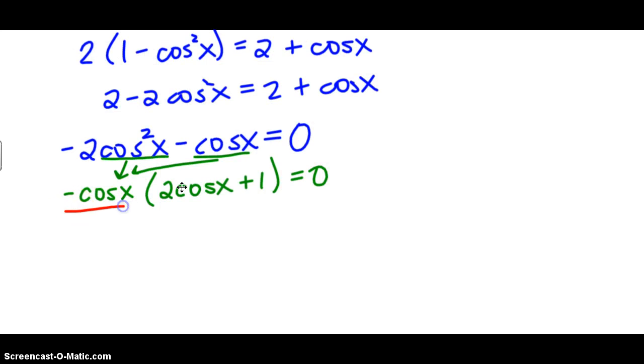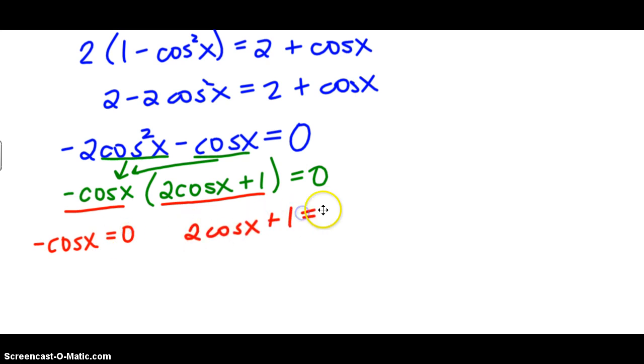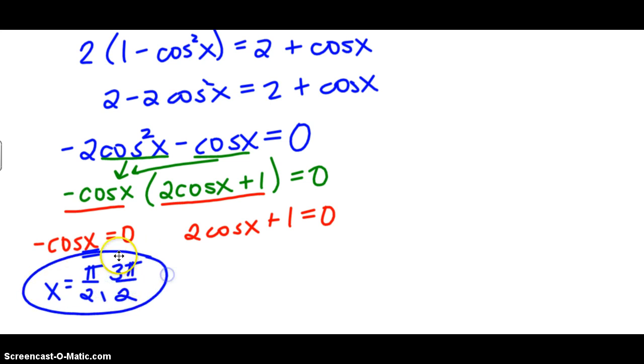So now either this has to be equal to 0 or this has to be equal to 0 by our zero product property. Well, this is saying what angle has a cosine value of 0. Cosine is x, so what angle has an x value of 0? That's going to be at pi over 2 and 3 pi over 2.